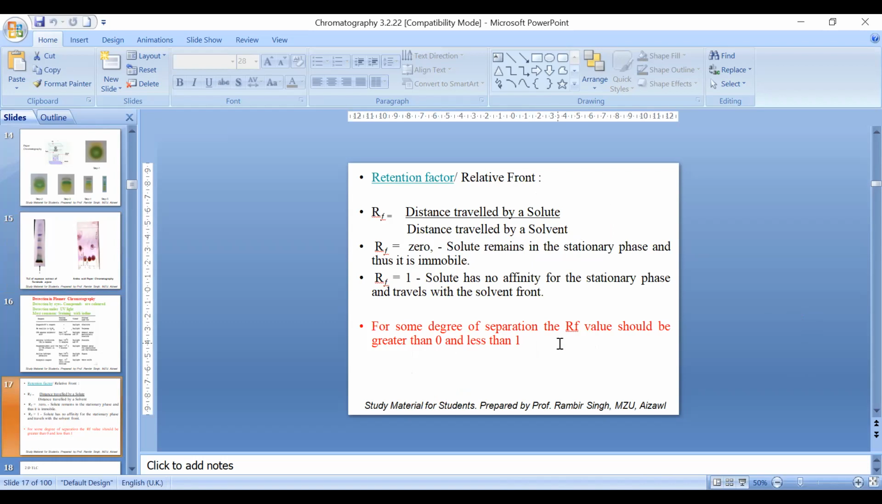So the RF value should always be greater than 0 and should be less than 1. RF value will be 0 when the solute remains on the stationary phase at the loading point and is immobile.